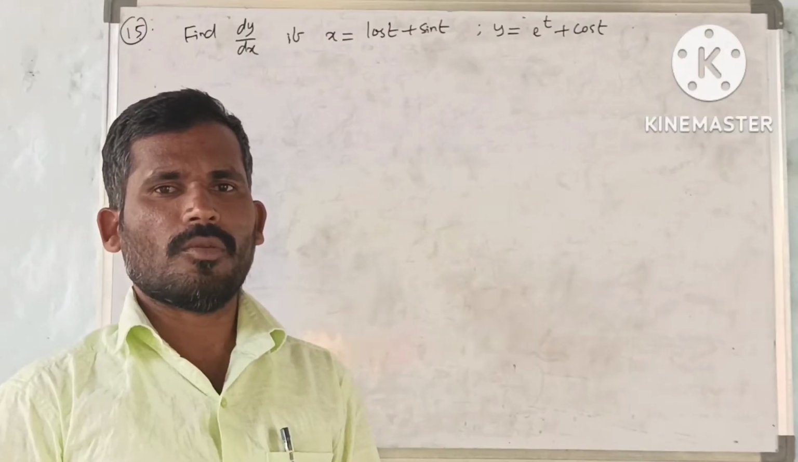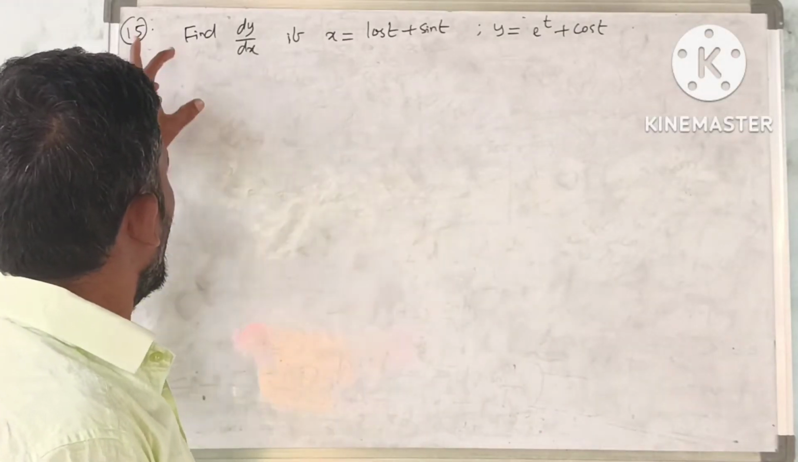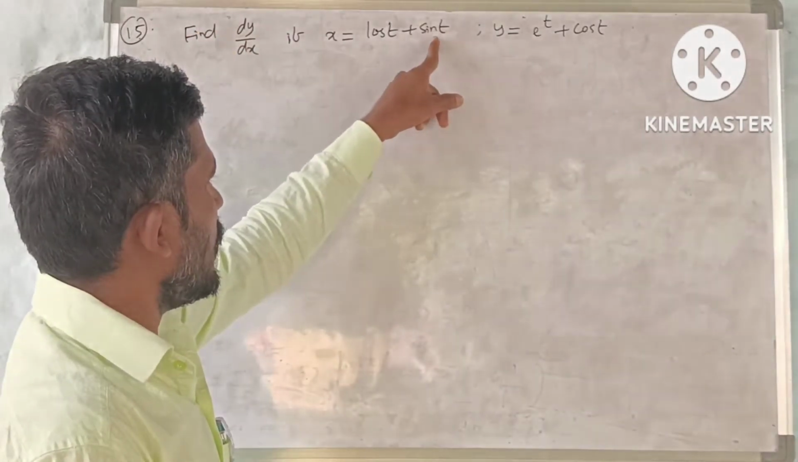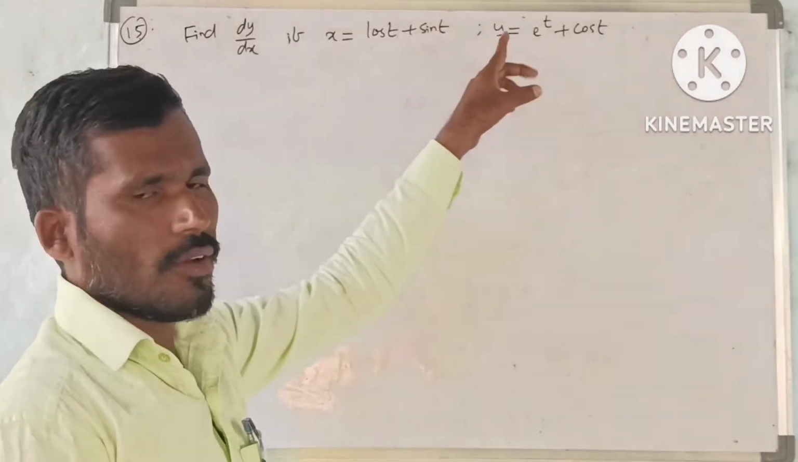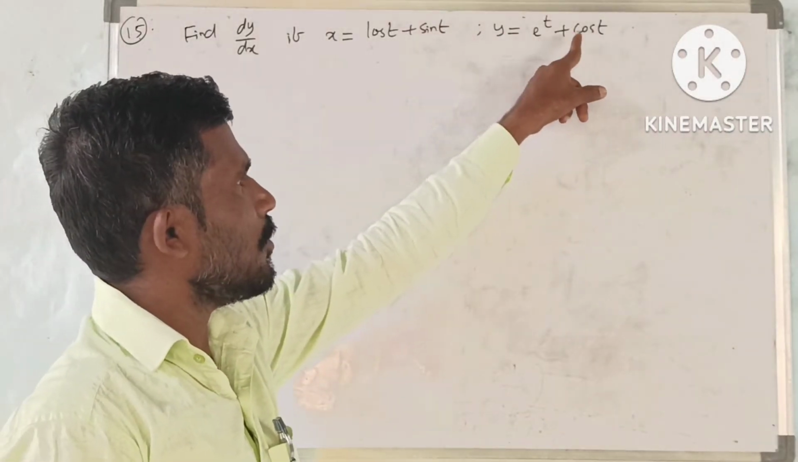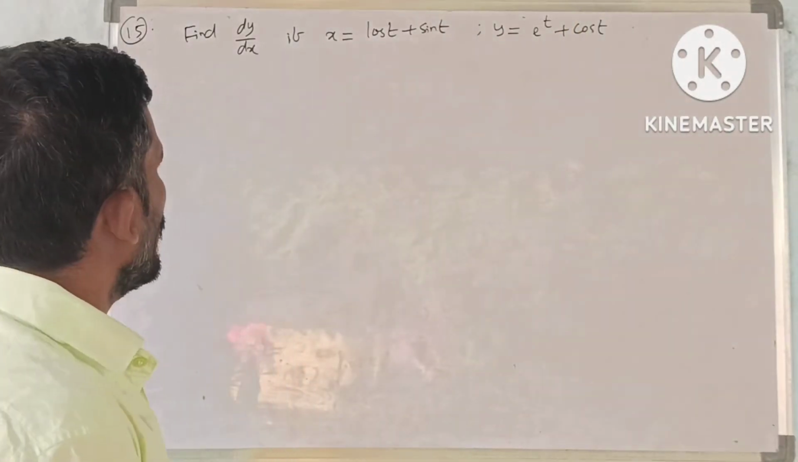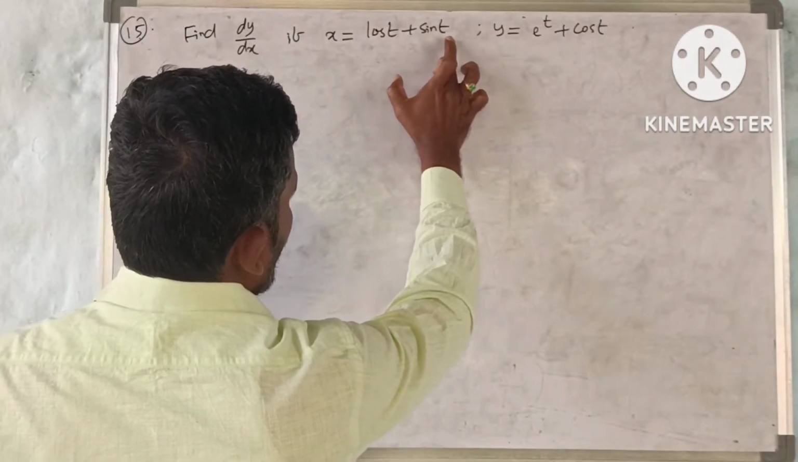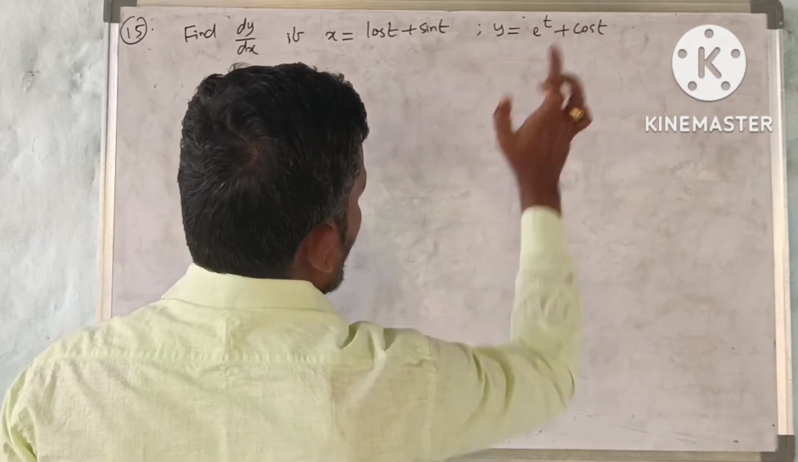Next, one of the important problems for 4 marks. Find dy by dx if x is equal to log t plus sin t, y is equal to e power t plus cos t. So x is in terms of t here, y is also in terms of t here.